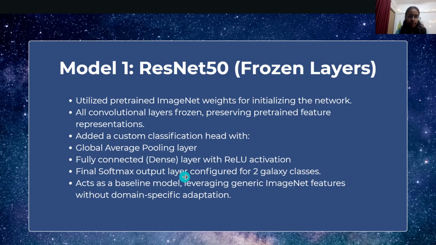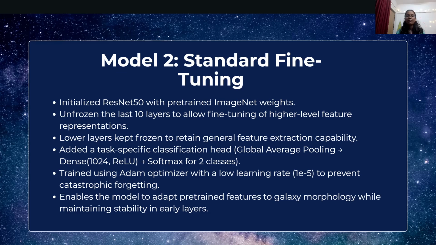Now, let's move to our next model, which is model 2, which we have used in our code, standard fine-tuning. After establishing our frozen baseline model, the next step was to make the network more adaptable to the unique patterns of galaxy images, and that's where standard fine-tuning comes in. Here we start with ResNet50 initialized the same way as before. But instead of keeping the whole network frozen, we unfroze the last 10 layers.